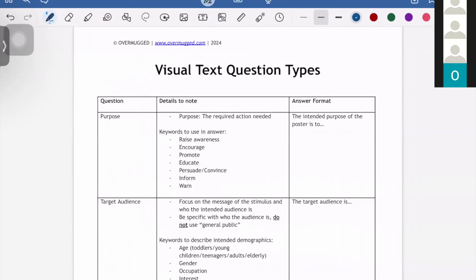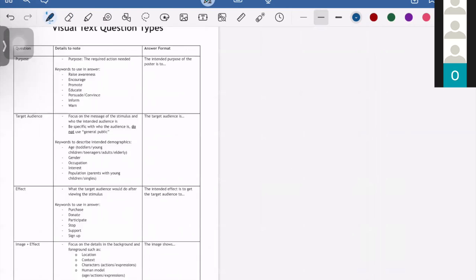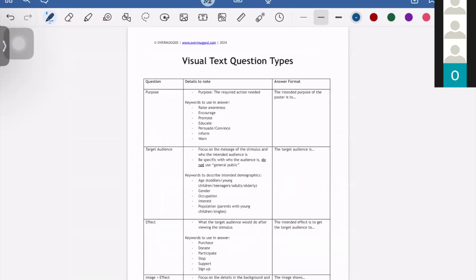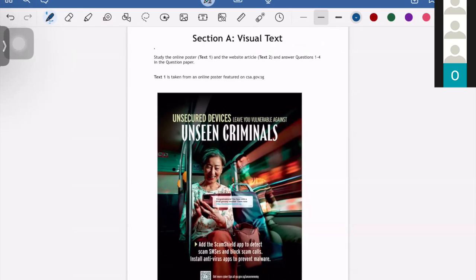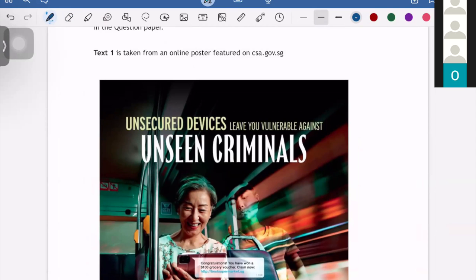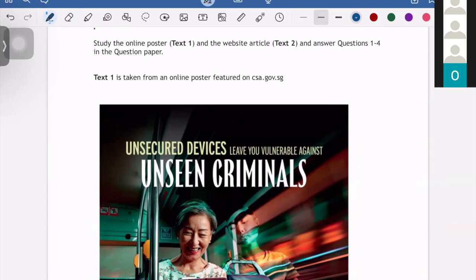Moving on to the comprehension, which is your paper 2. I've given you a list of the question types in this table here. You may refer to it later on as we go through the questions. Starting off with visual text. For visual text, always take note of your sources.